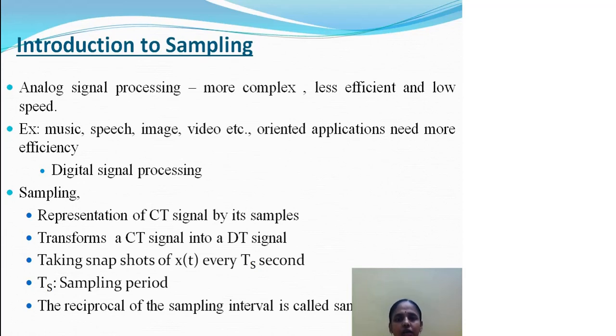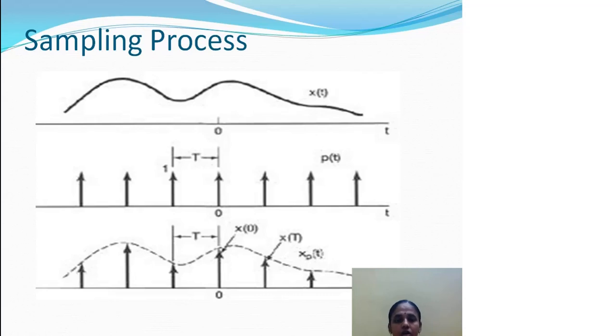Always the signal available in the environment is analog in nature. Example, voice signal, music signal, image signal and video signal, etc. Nowadays, processing of these signals is carried out in the digital domain. So we want to convert these signals into digital signals before processing. So the first step in analog to digital conversion is the sampling process. This will convert continuous time signals into discrete time signals.